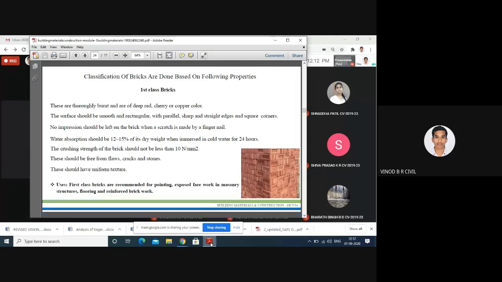First class bricks are recommended for pointing, exposed face work in masonry structures, flooring, and reinforced brickwork. Where pointing is required, without plastering, these structures or masonry are constructed. For those kinds of structures we recommend these kinds of bricks, and for exposed face work in masonry structures, flooring, and reinforced brickwork.